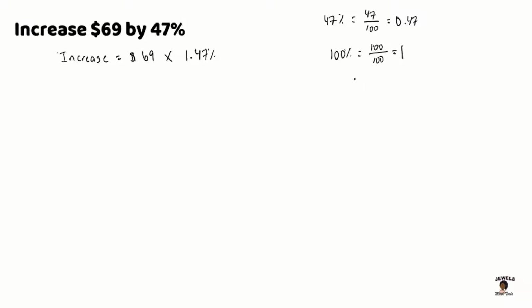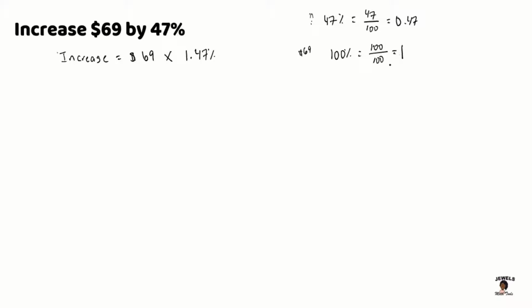So we are calculating 47% of our $69. My 47%, I changed to a fraction and then changed into its decimal form of 0.47. And now we're looking at our 100%. Remember that this 100% is the total or the full $69 that I still would have been adding to whatever this 47% was. So that 100%, I'm also going to change into its fractional form.